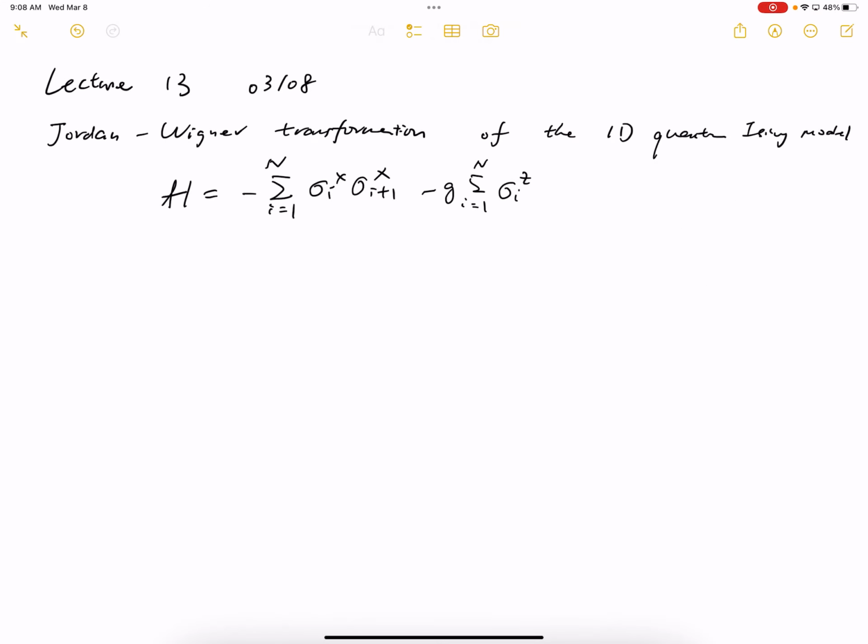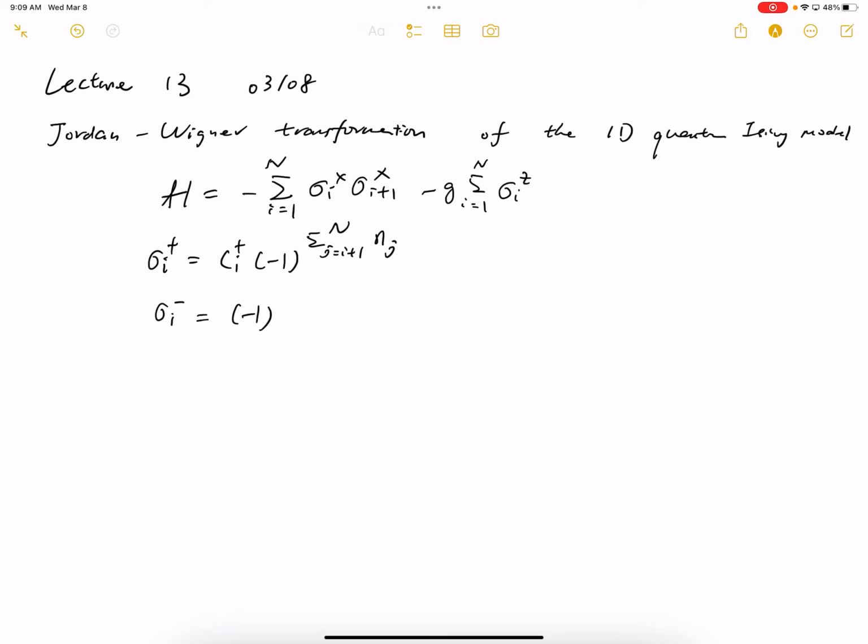Now we have the Hamiltonian, and let's also write down the Jordan-Wigner transformation, just to refresh your memory. So the sigma i plus is mapped to the creation operator Ci dagger, which creates one fermion at lattice site i, and then we have this ugly phase here that you also see in your homework too.